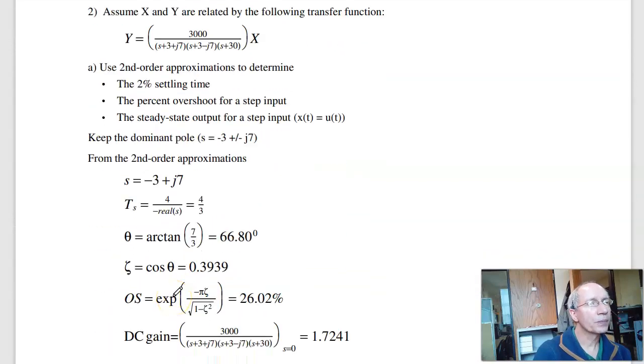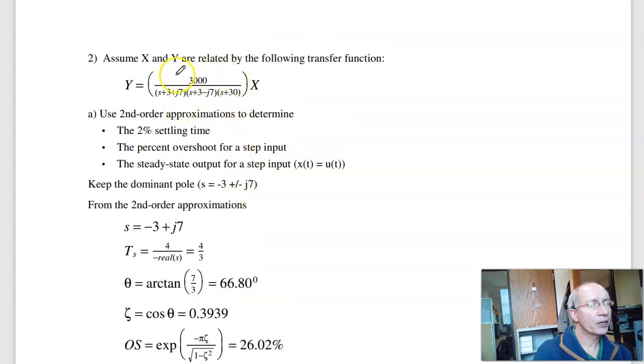Problem 2. Suppose x and y are related by the following differential equation. Use a second-order approximation to predict what the step response looks like. Well, your dominant pole is right here. It's the pole closest to s equals 0 and its complex conjugate. The settling time is 4 over the real part, 4/3 of a second.